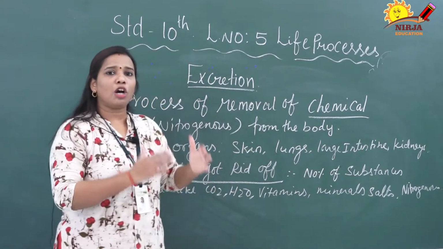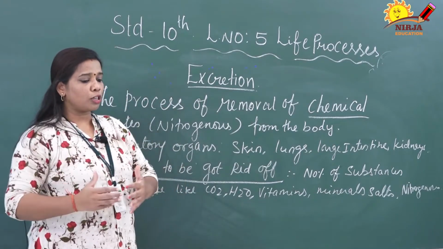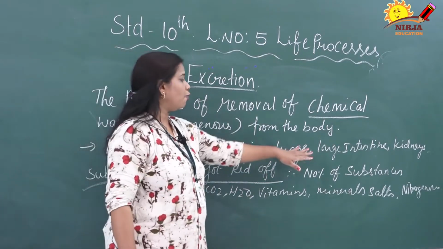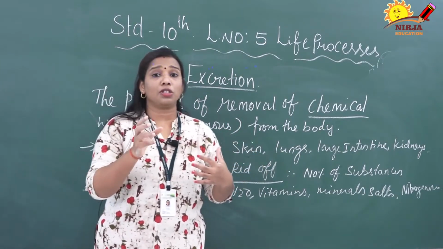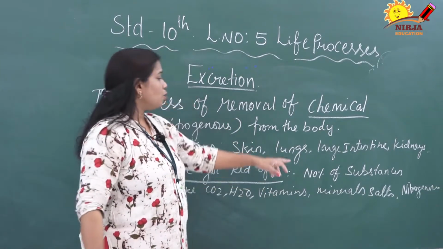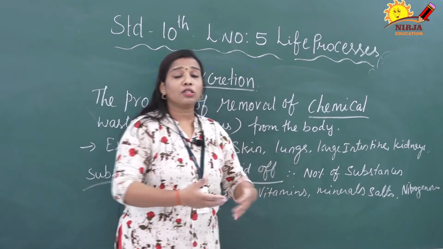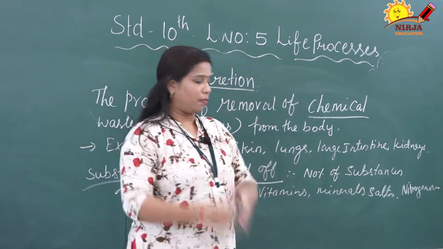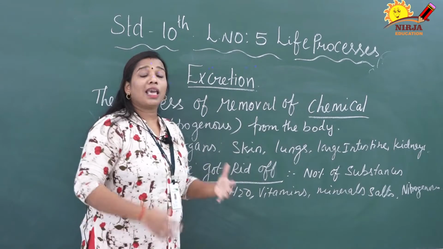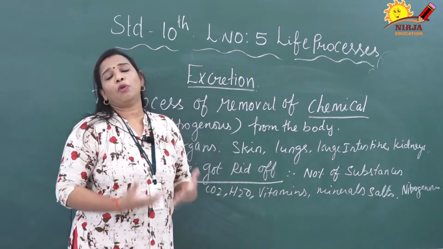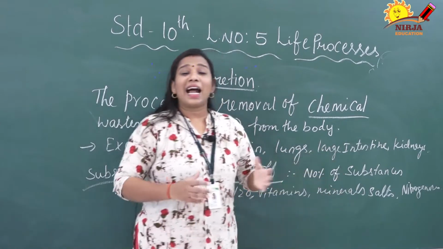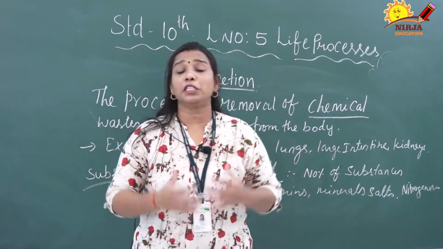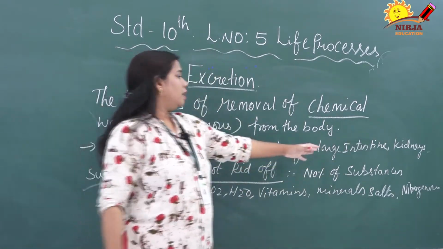For example, carbon dioxide and water are released with the help of the lungs. That we learned in the previous videos on respiration and the respiratory system, right. So, the lungs release carbon dioxide and water in the form of water vapor. Then, the skin releases excess salt material from our body. Then the large intestine releases undigested solid waste material.